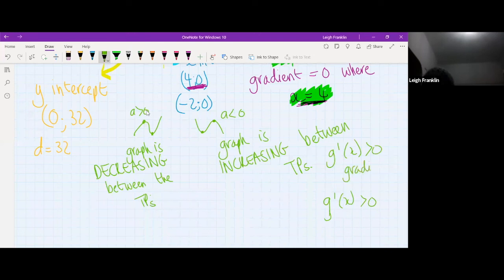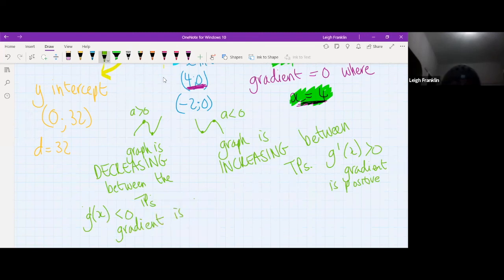Okay, so g prime x greater than 0 belongs here. Gradient is positive. Okay, gradient is positive. G prime x smaller than 0 means gradient is negative. Okay, so it is decreasing.